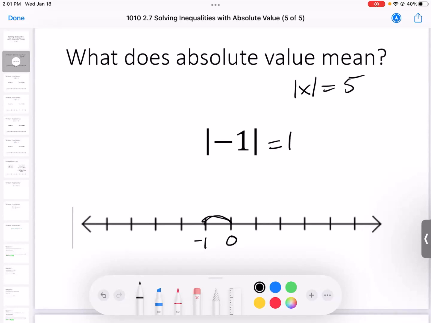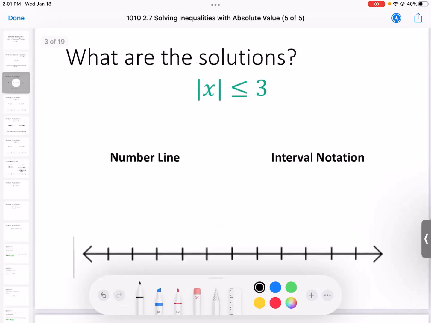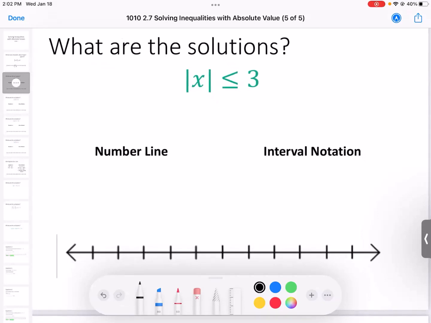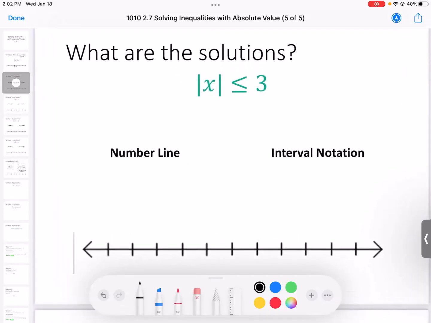So with inequalities, though, you can have more solutions than just two. For example, on this one, we have the absolute value of x is less than or equal to 3. What are some solutions to this inequality? Okay, yep, 3 would work. Maybe I'll put that on the number line. So here's the number 3. That would work because the absolute value of 3 is 3, which is less than or equal to 3. Yep, -3 would work. So I'll label these.